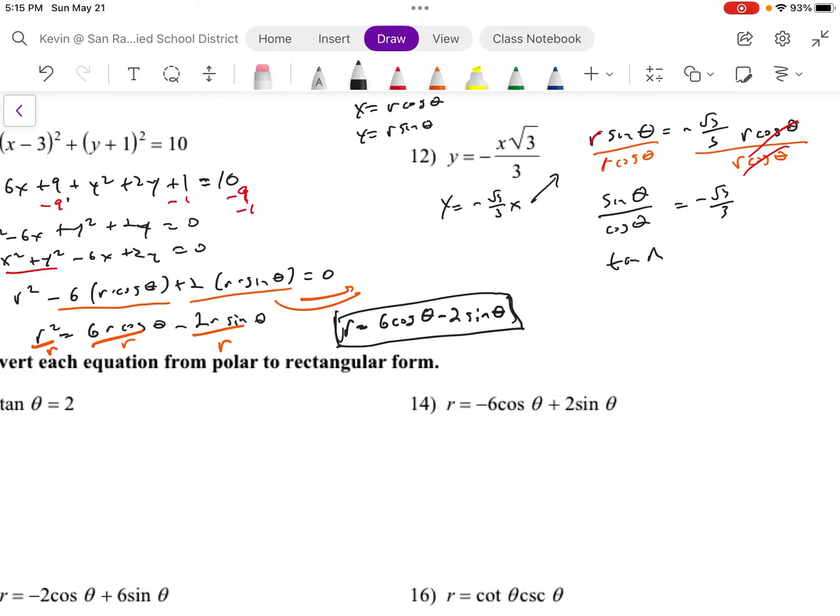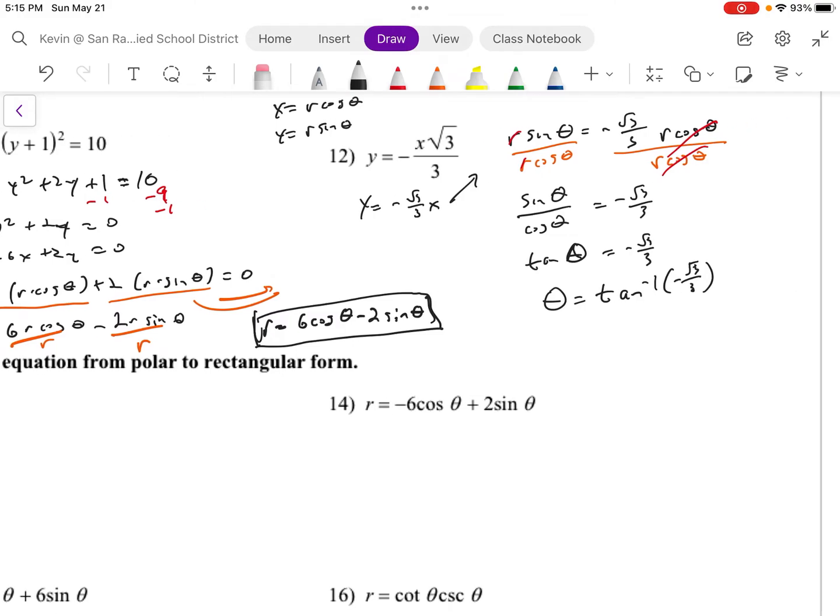I've got to remember, so this is tangent theta equals negative root 3 over 3. And again, we'll have to remember my unit circle, but theta equals arctangent of negative root 3 over 3. I've got a couple choices for that. I have 5 pi over 6 right here, and I also have 11 pi over 6.